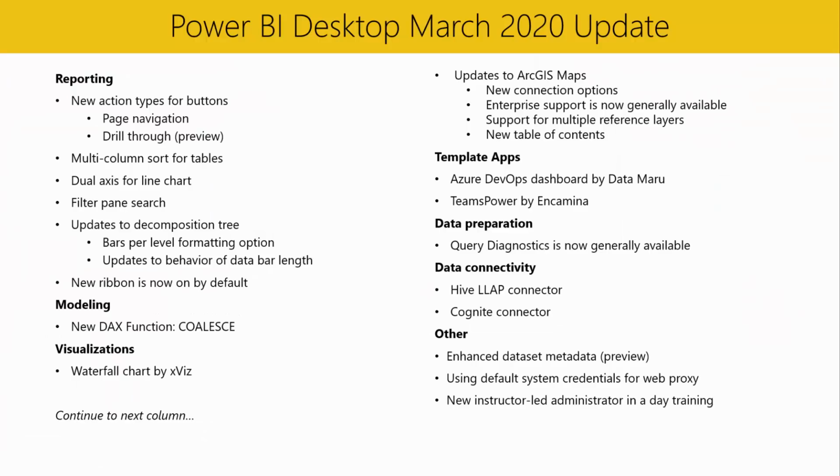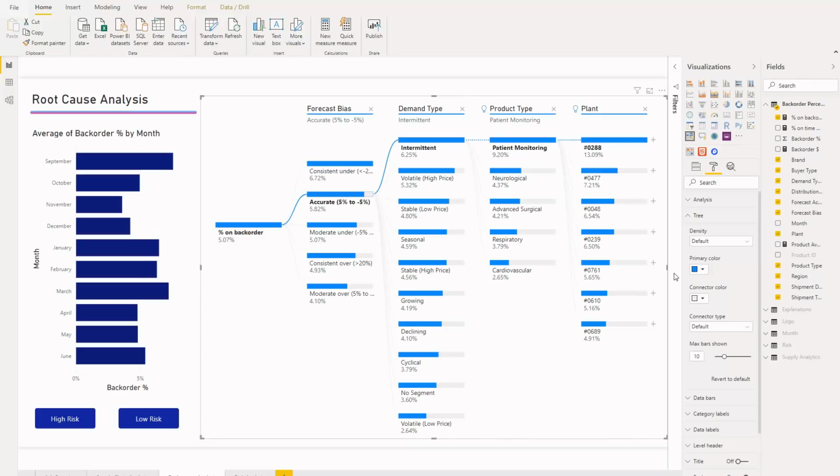We have 2 updates to the decomposition tree, a bars per level formatting option, and improved behavior to data bar length. Serena has prepared a demo for these updates. The first update I want to show you is that the decomposition tree now supports modifying the maximum bars shown per level. This is a formatting option found in the tree card in the formatting pane. The default of bars shown is 10, and the users can select values between 3 and 30.